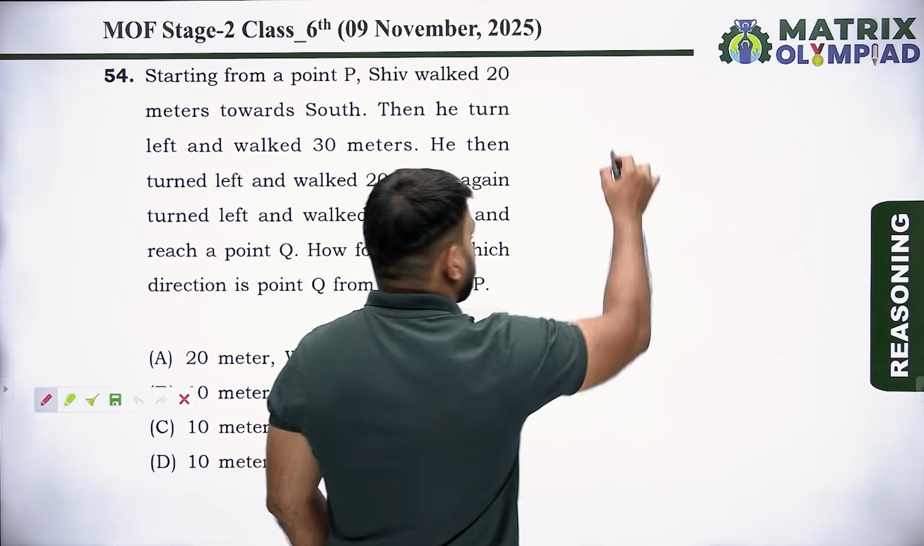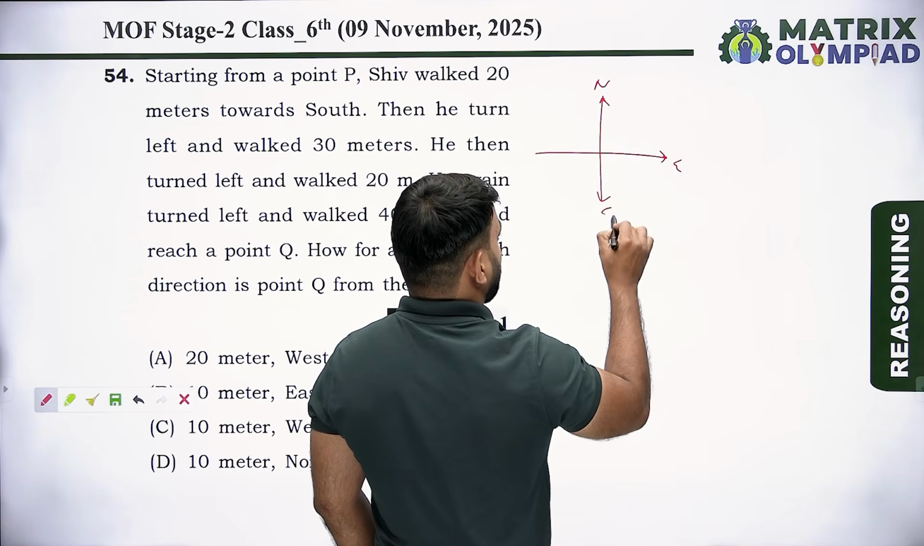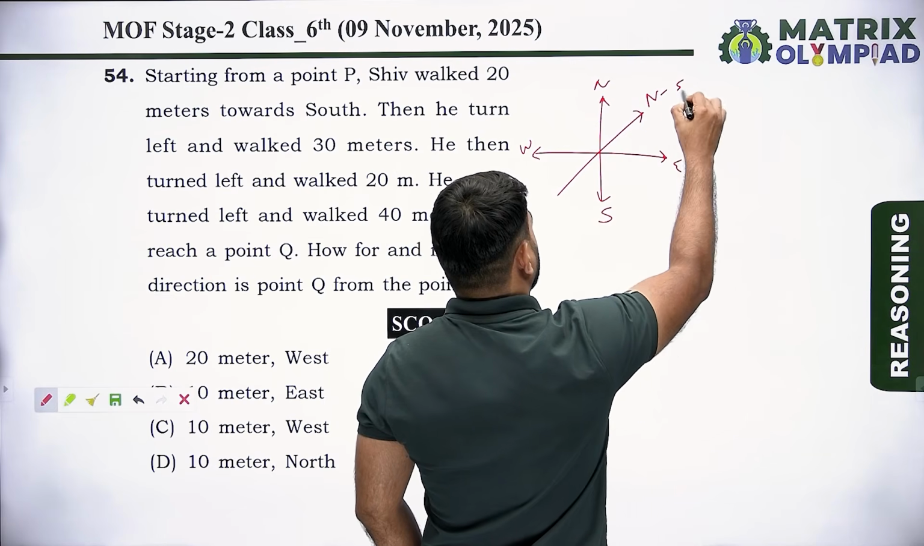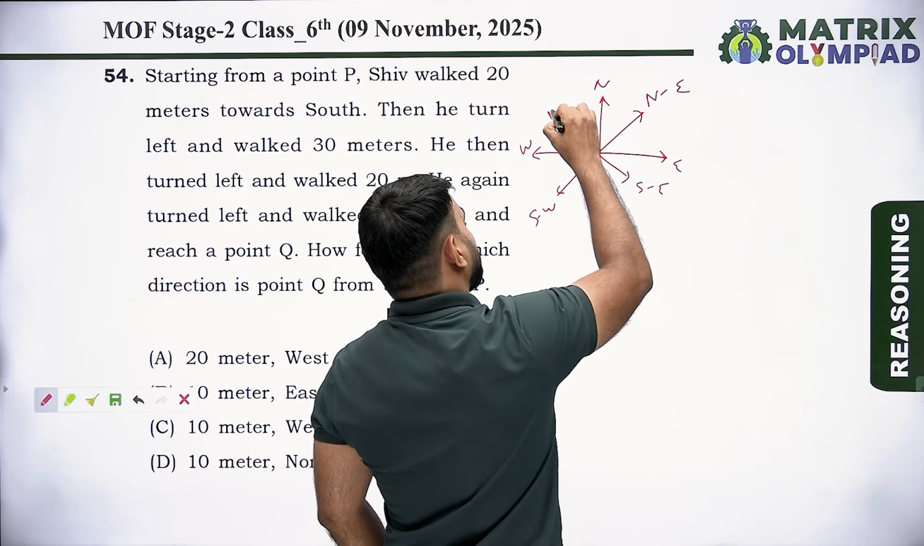As we know, there are 4 types of main direction. This is north, this is east, this is south, and this is west. And there are 4 types of cardinal direction. This is northeast, this is southeast, this is southwest, and this is northwest.